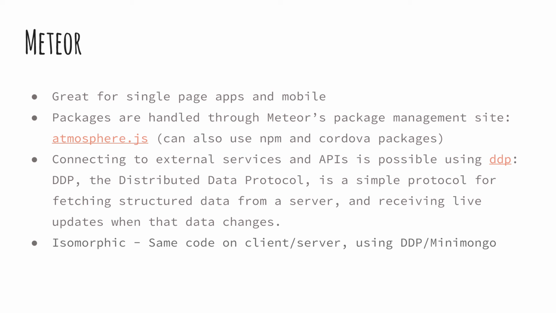It's isomorphic, so you have the same code on the client as you do on the server, and that's using that DDP and Mini Mongo. So there's no concept of writing Node server code. You can, but there's no need to when you're writing simple prototypes. And you write once, deploy everywhere.